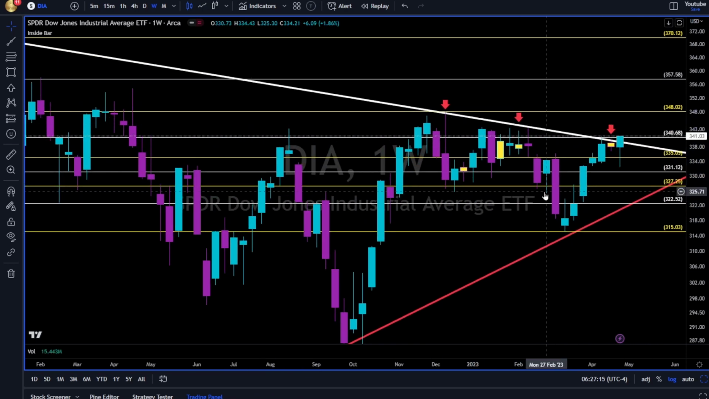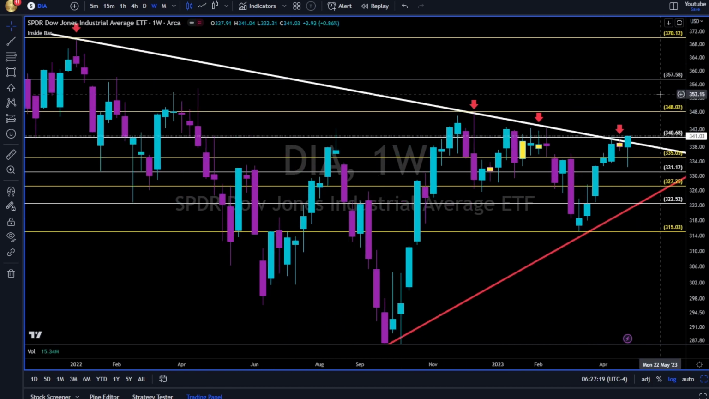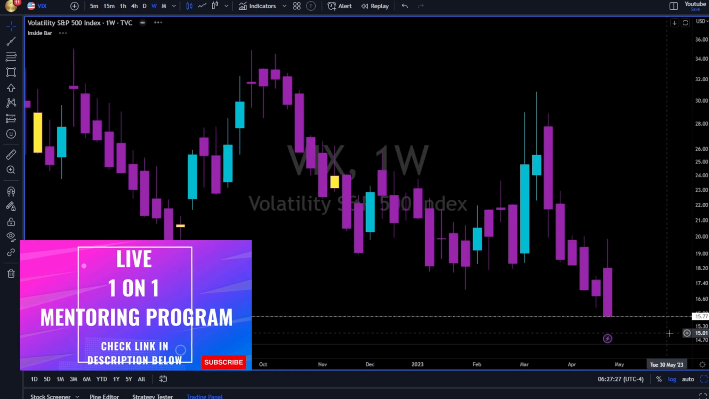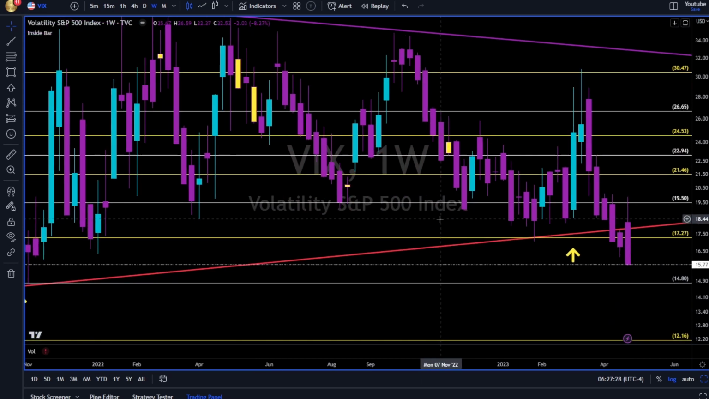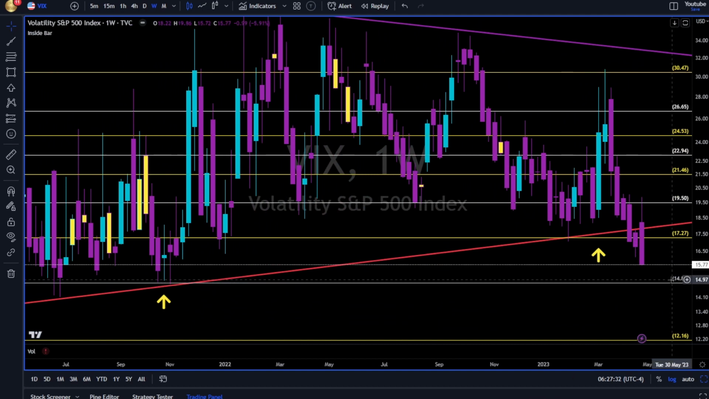Look left, where price came from, what it did in the past. Use Fibonacci levels, use trend lines as your guide and roadmap to the future. VIX continuing to break down. Now, next level of support will be the 1480.